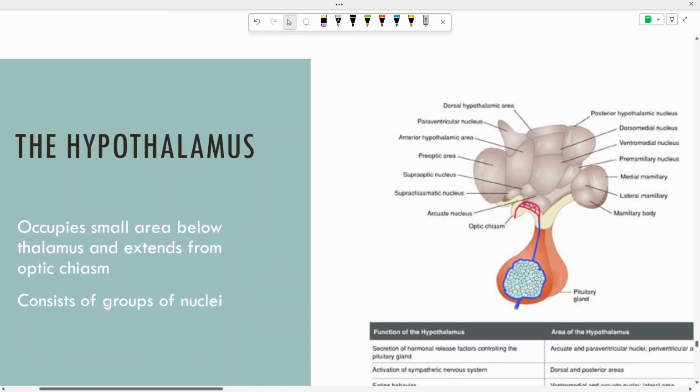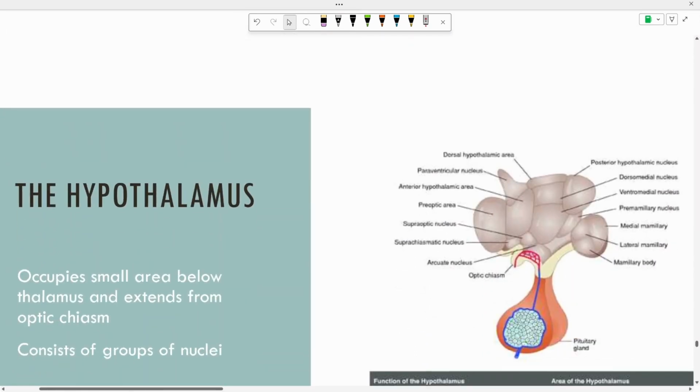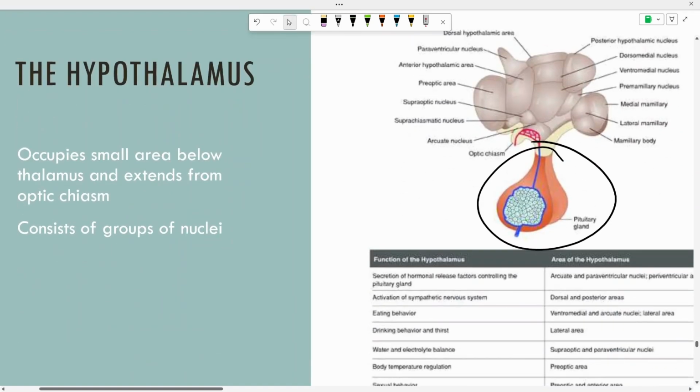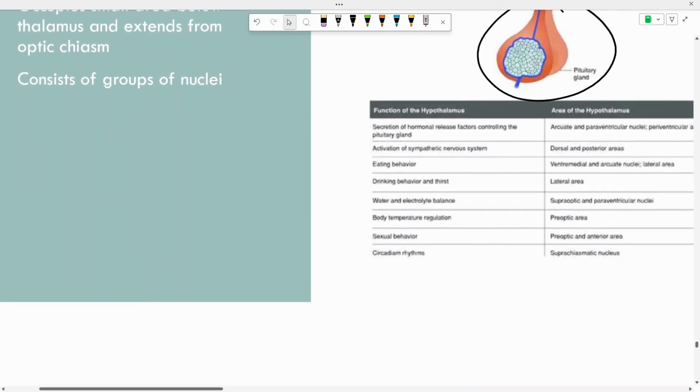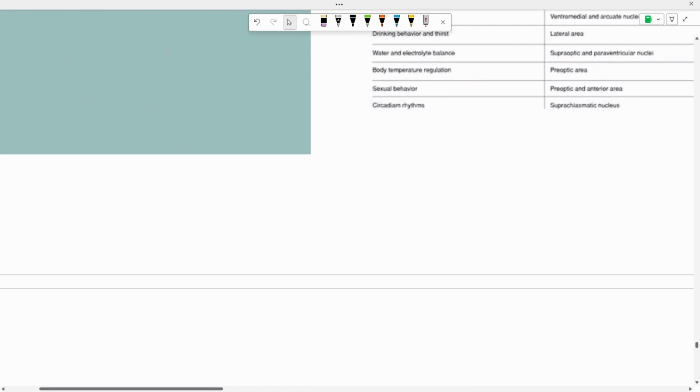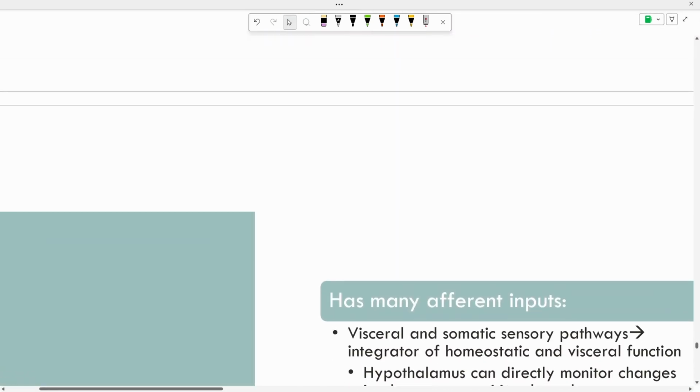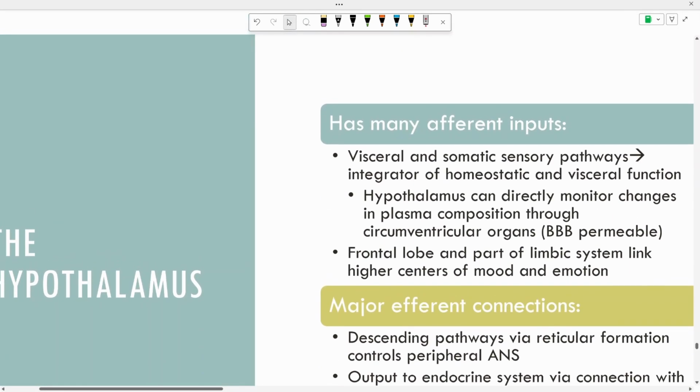So there's our hypothalamus, there's our pituitary gland, and they're all connected. You don't need to know all these little areas. Don't worry about it. We'll go through some of them in particular as we go through different topics, but otherwise, don't worry about it. Okay.